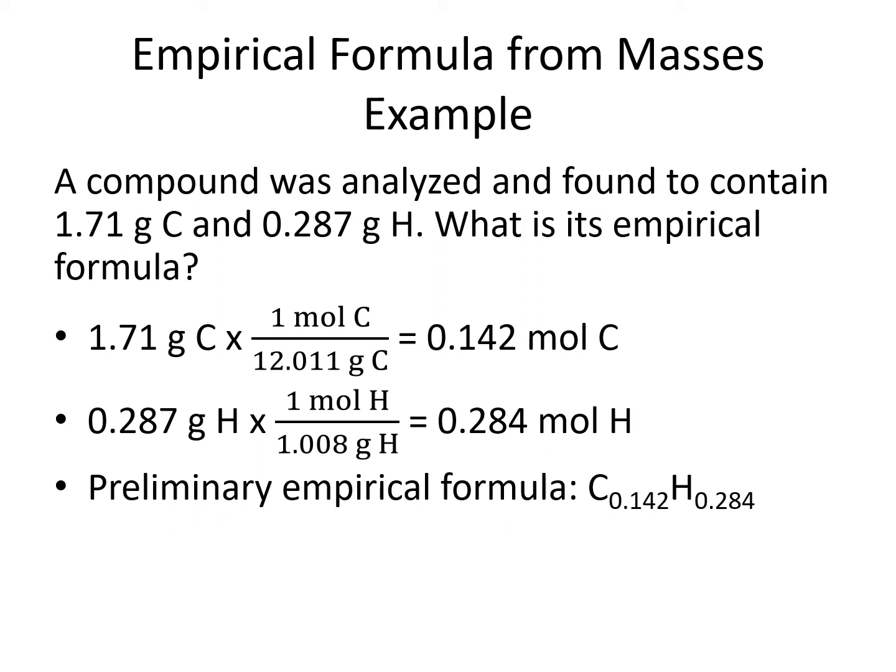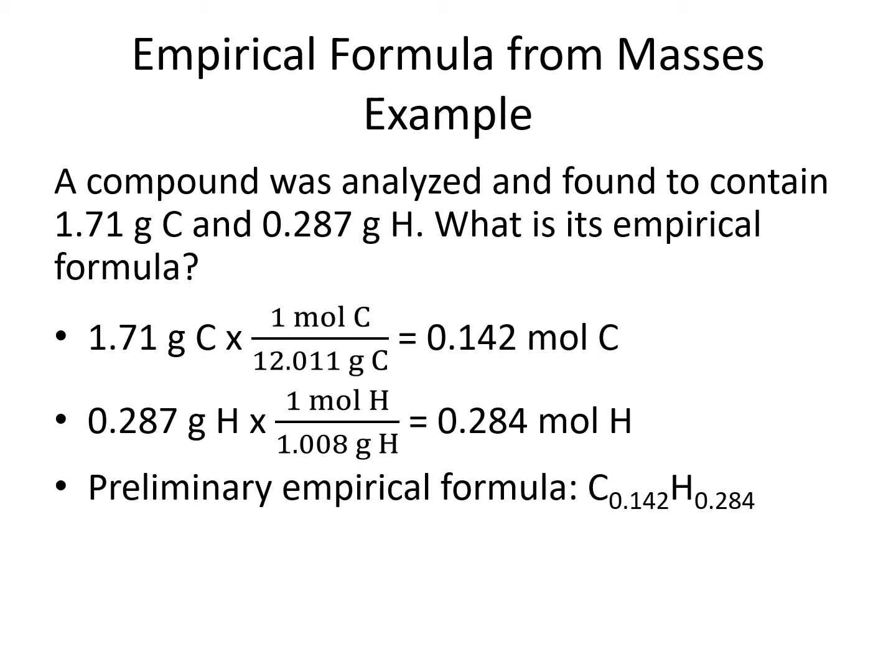That tells us the relationship between number of moles of carbon and number of moles of hydrogen in the sample. We can write this as a preliminary empirical formula. We can write it as C with the subscript of 0.142 and H with a subscript of 0.284, and that is the ratio of carbon to hydrogen. The problem is that it's not a whole number ratio.